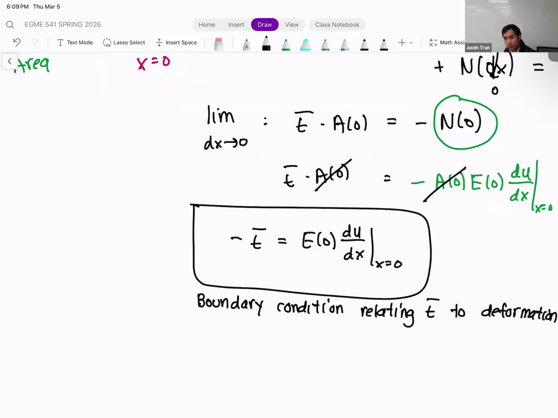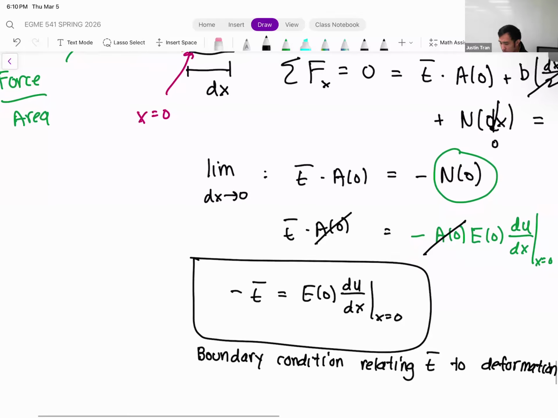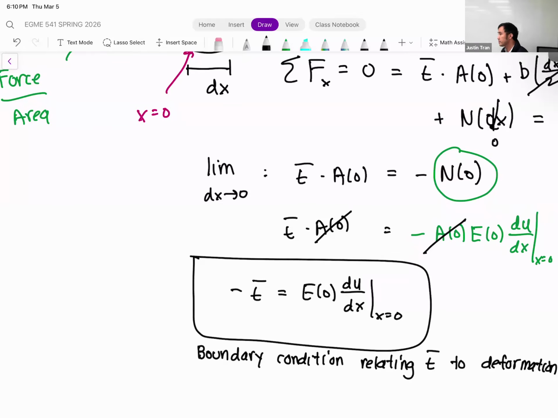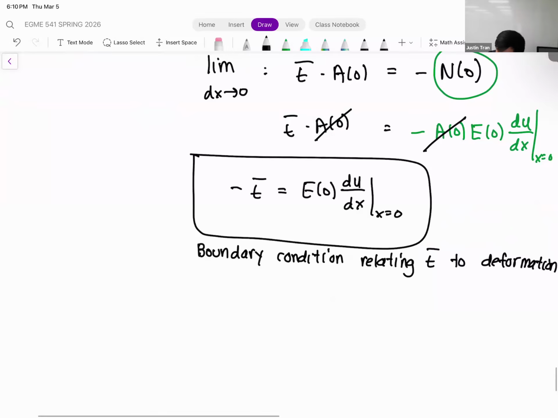All right, so in order to form our equations here, we basically need mathematical forms for every single boundary condition that we have. Any questions on how we got this result here? All right. In particular, this relationship that we have here is a relationship between our T-bar and the derivative of deformation. So technically, this is a boundary condition relating T-bar to the deformation derivative.